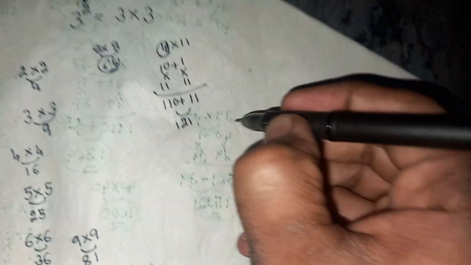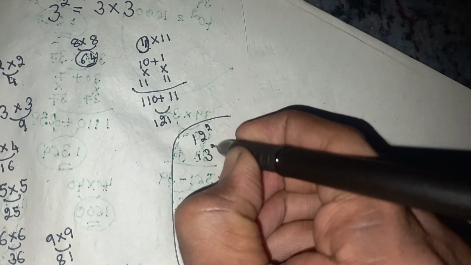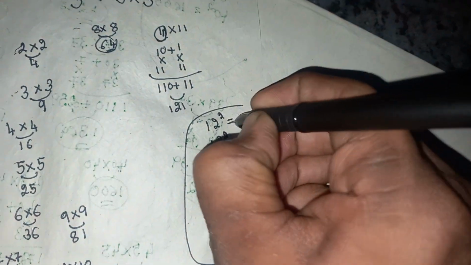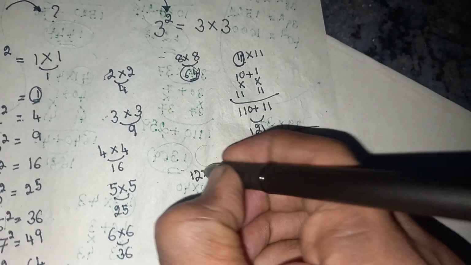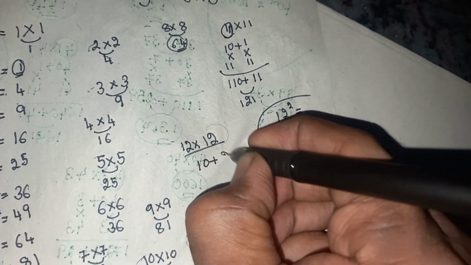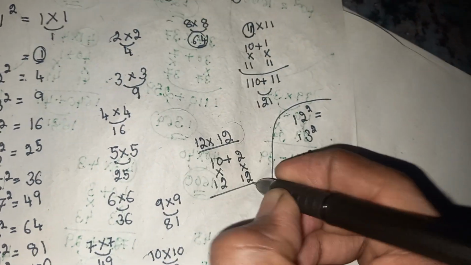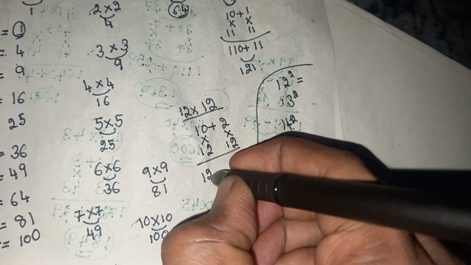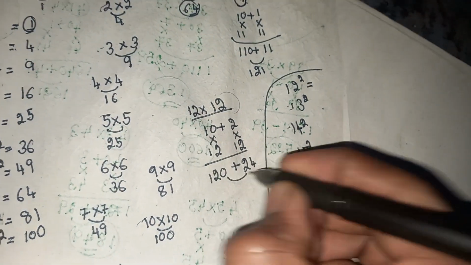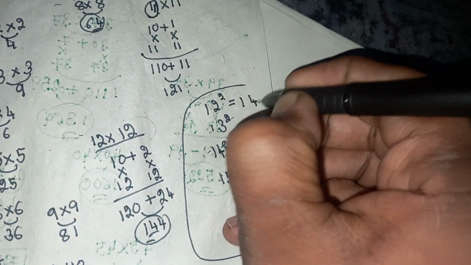And I do here, let's put a small box. 12 square, 13 square, 14 square and 15 square. Here do 12 square. 12 square means 12 times of 12. 12 you can split as 10 plus 2. Here also multiply by 12. Here also multiply by 12. 12 times of 10 is 120 plus 12 times of 2 is 24. 24 plus 120 is 144.